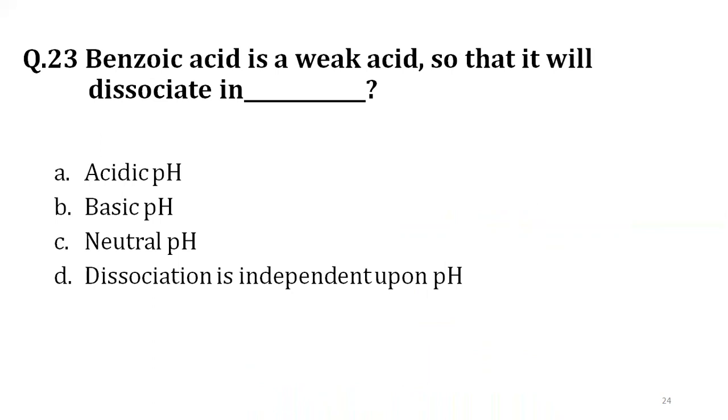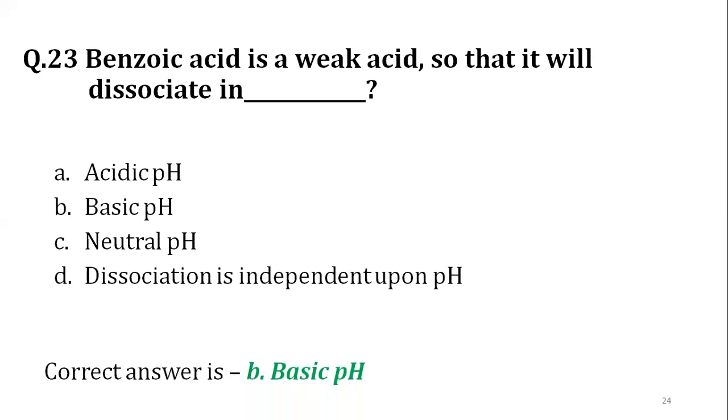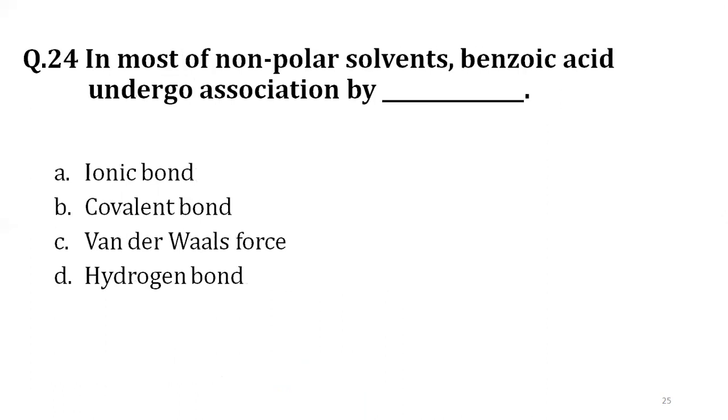Question number 23. Benzoic acid is a weak acid, so it will dissociate in: option A, acidic pH; option B, basic pH; C, neutral pH; and D, dissociation is independent of the pH. Benzoic acid is an acidic drug, and now you have to apply your logic. So the correct answer is B, basic pH. If your component is weakly acidic in nature, it will dissociate in basic pH, and if your component is weakly basic, it will dissociate in acidic pH. The correct answer is B, basic pH.